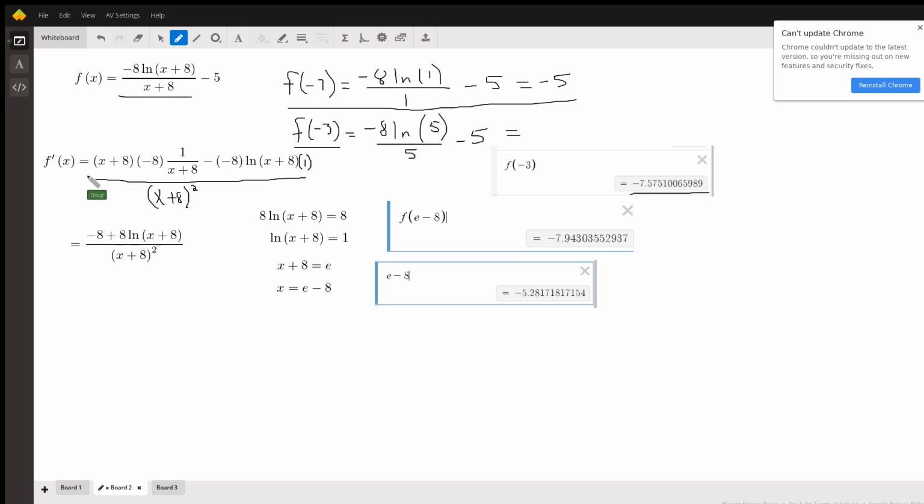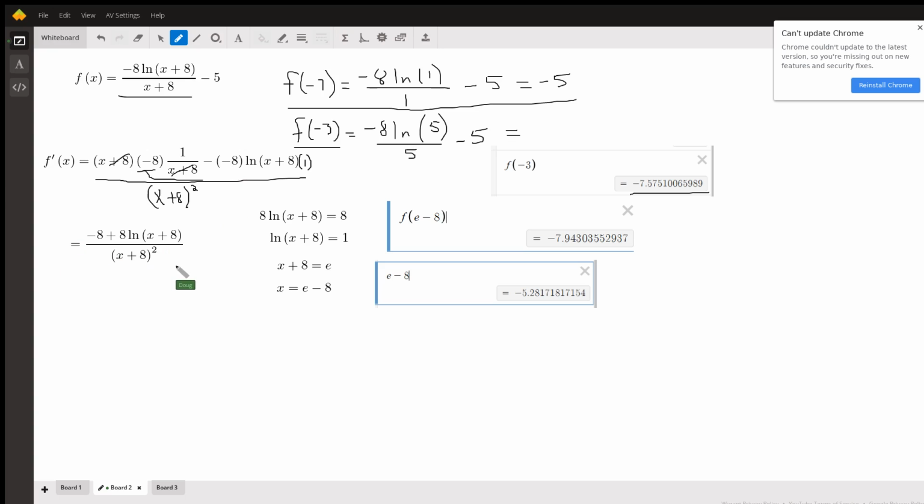So we'll take the denominator times the derivative of the numerator. That's what this is right here. Minus the numerator times the derivative of the denominator, which is just 1, all over the denominator squared. And we can simplify that by canceling out the x plus 8. So we get -8 plus 8 times ln of x plus 8 over x plus 8, the quantity squared.